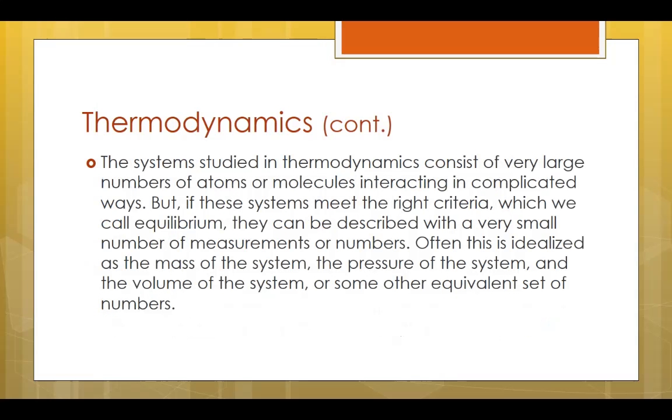Now, when we look at the systems studied in thermodynamics, they can be a large number of atoms or molecules interacting in very complicated ways. But if these systems meet the right criteria, which we will call equilibrium, they can be described with a very small number of measurements. This is often idealized as the mass of the system, the pressure of the system, and the volume of the system, or some other equivalent set of numbers.